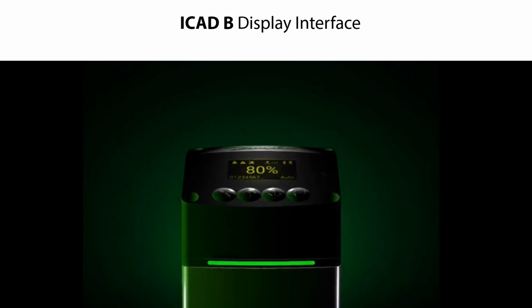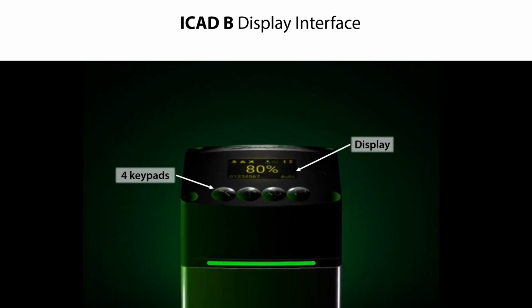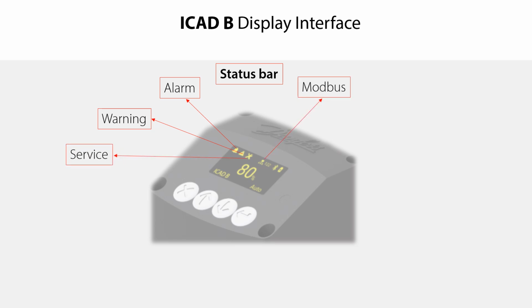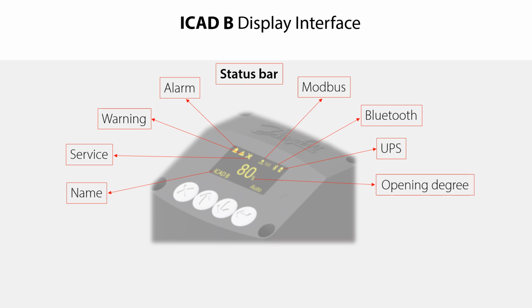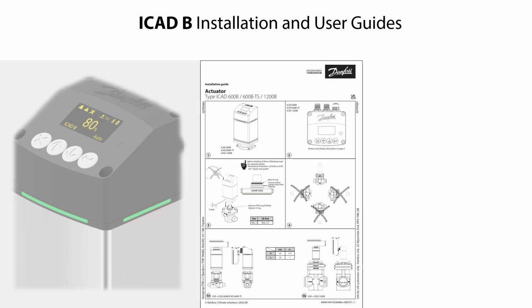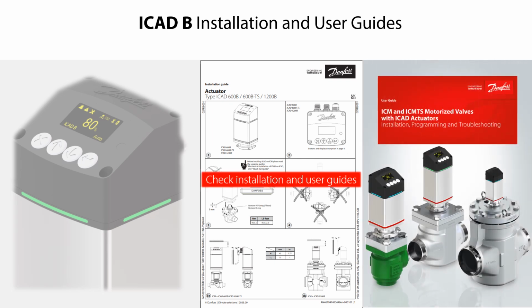Here you see the ICAD B display interface. As seen, this display interface consists of a display and 4 keypads. The display is text descriptive and it has an intuitive navigation. The display includes the following: status bar with information about alarms, warning, service, Modbus address, Bluetooth and UPS, ICAD B name, actual valve opening degree, and operation status. The keypads include exit, arrow up, arrow down, and enter. You can find more information about the ICAD B display interface in the ICAD B installation and user guides.